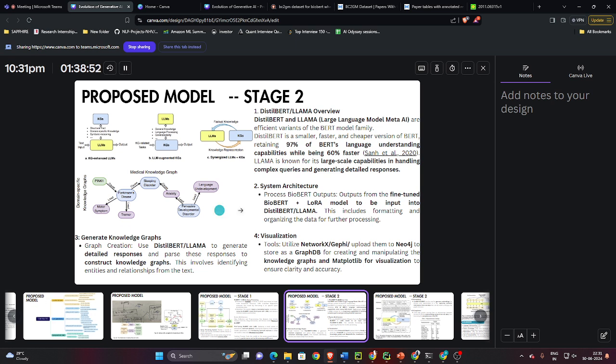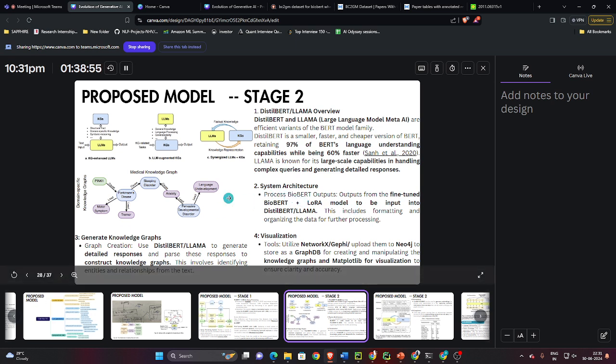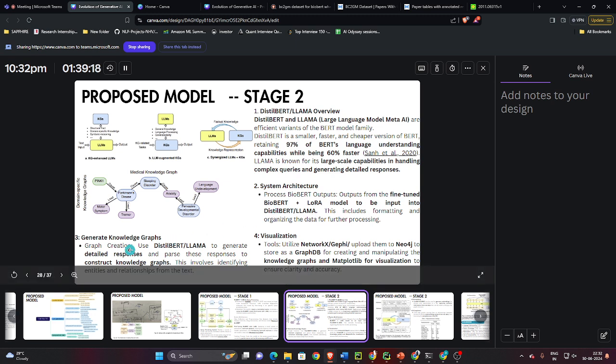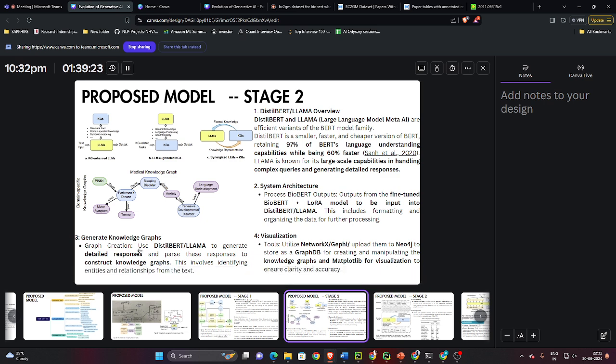The second one is the system architecture for processing BioBERT outputs. The second step of this stage two takes the output from the fine-tuned BioBERT plus LoRA model, and this is then fed into DistilBERT or Llama. That is, we take the output given by the previous model and feed it into this newer model. Following this, we create the knowledge graphs: the nodes, edges, and entities. We always have three steps in order to create the knowledge graphs.